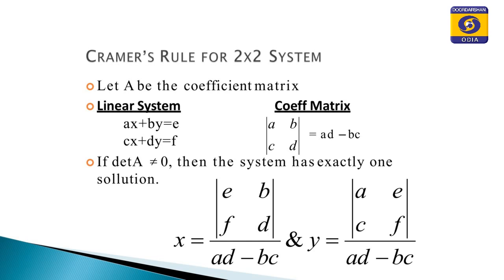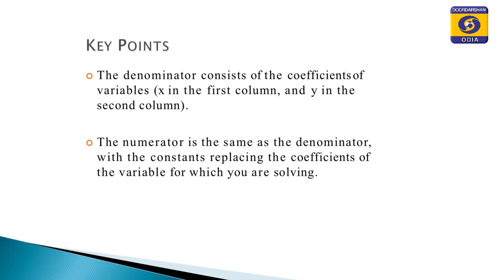Hence, x is equal to dx by d and y becomes dy by d, where dx is the determinant of e, b, f, d and dy is the determinant of a, e, c, f. The denominator consists of the coefficients of the variables, that is x is the first column and y is the second column, and the numerator is the same as the determinant with the constants replacing the coefficients of the variable for which we are solving.